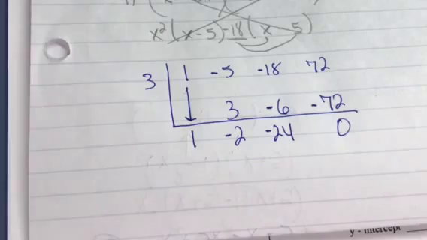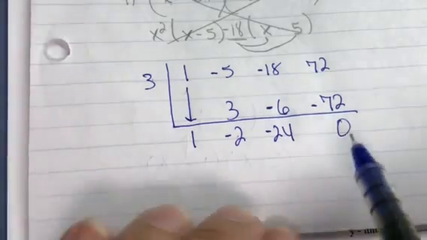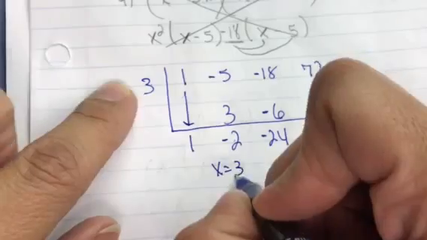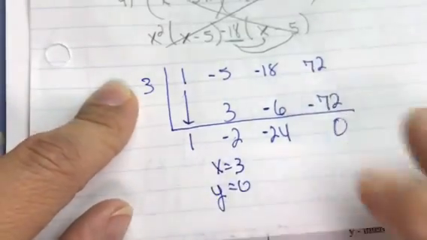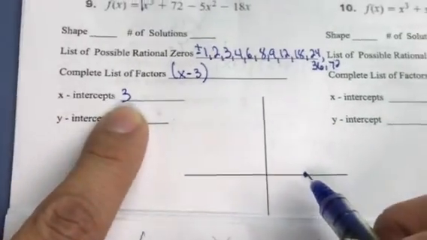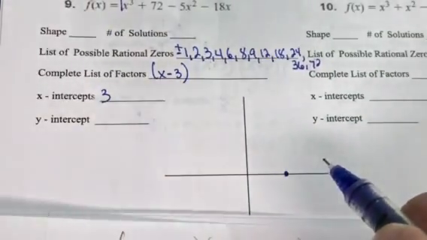So again, this means 2 things. Yes, you have a factor because you have no remainder. It also means that if x equals 3, y equals 0. So when I go to my graph, here's 3. And that means it's an x-intercept, and you make your parentheses, but we already did that.